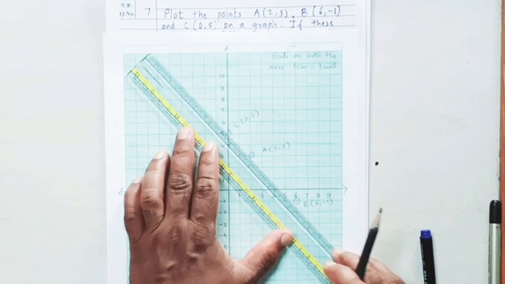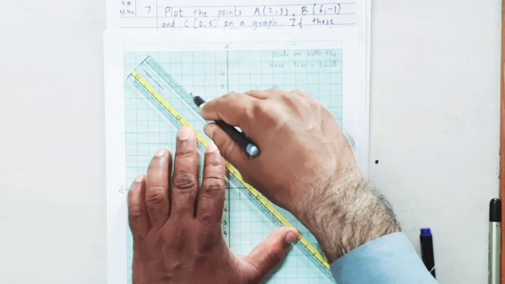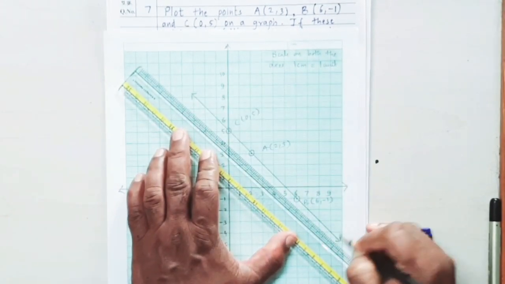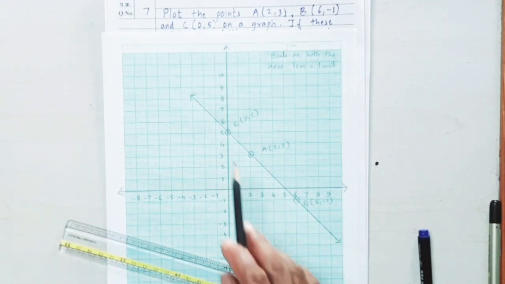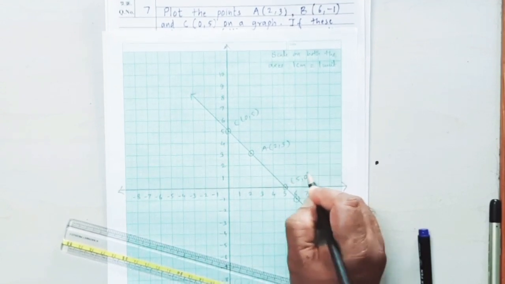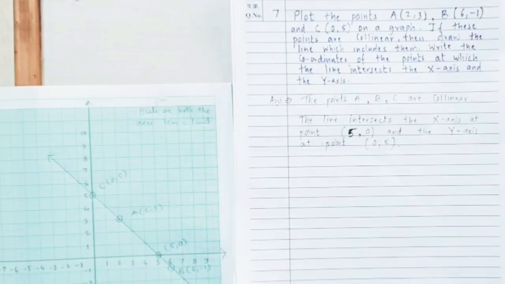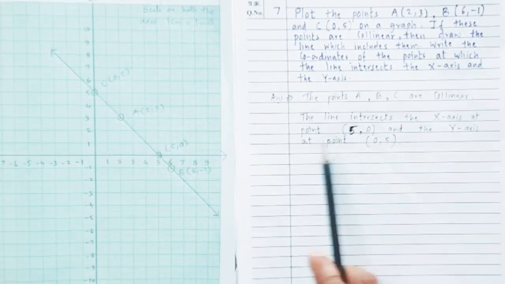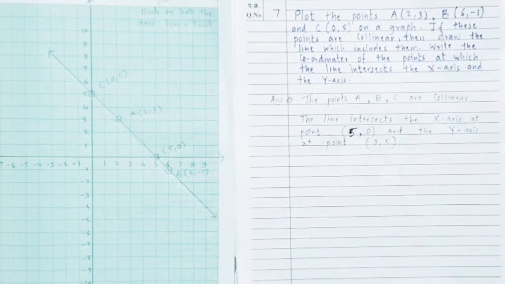See that if a line passes through all these 3 points, then the points are collinear points. So here all 3 points A, B, C lie on one line. So the given points are collinear points. Now the line intersects the x-axis at point 5 comma 0 and the y-axis at point 0 comma 5. Therefore the answer is: points A, B, C are collinear and the line intersects the x-axis at point 5 comma 0 and the y-axis at point 0 comma 5.